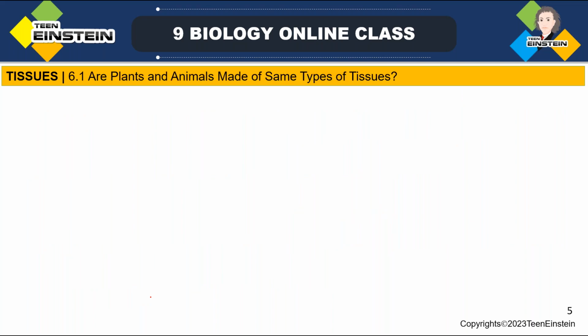And the next topic here: are plants and animals made of the same type of tissues? We said living organisms are made up of cells and groups of cells form tissues. And these groups of cells, called tissues, perform a particular function, and each tissue has a specific function, right? So here we are asking a question: are plants and animals made of the same type of tissue?